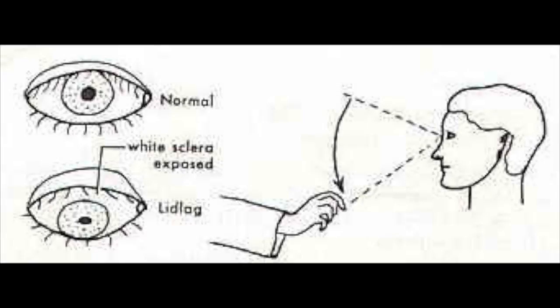This is just a quick figure illustrating how to elicit lid lag on physical exam. You have the patient follow your fingers with their eyes, just like a normal extraocular muscle exam. As you move your finger down and the patient is instructed to move their eyes down, normally the lid will follow. If there's a little bit of a lag where you're able to see the sclera above the iris, then that's lid lag.